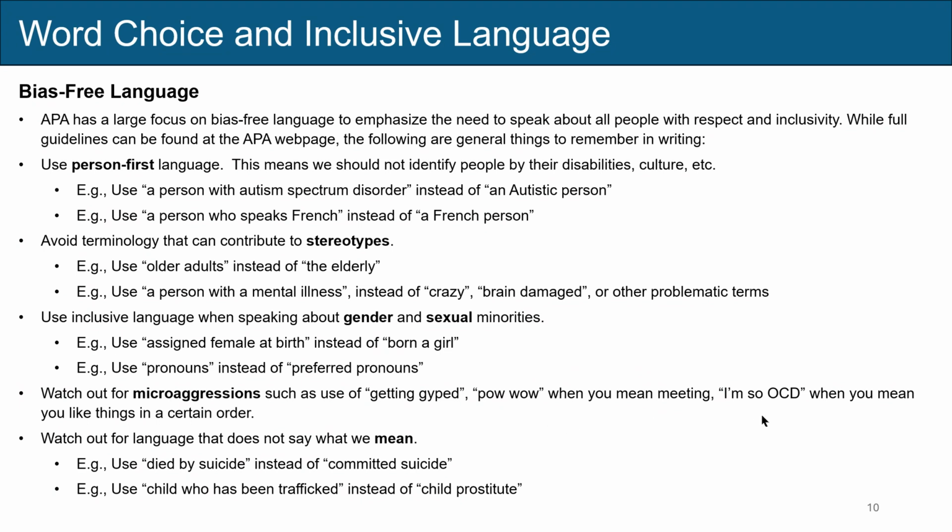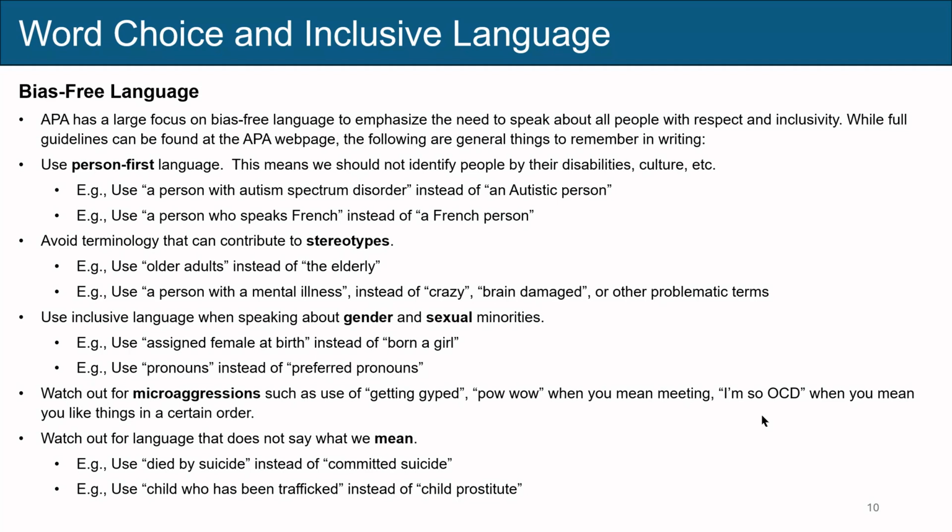Or things where you are diminishing certain disorders or disabilities. So let's say you like things to be clean in your house. That does not mean you are OCD or have obsessive compulsive disorder. That means you're neat. If you are saying something like, I'm so OCD, I have to keep everything in its place, that really minimizes the experience of people who actually have diagnosed obsessive compulsive disorder such that it interferes with their ability to function in day-to-day life.